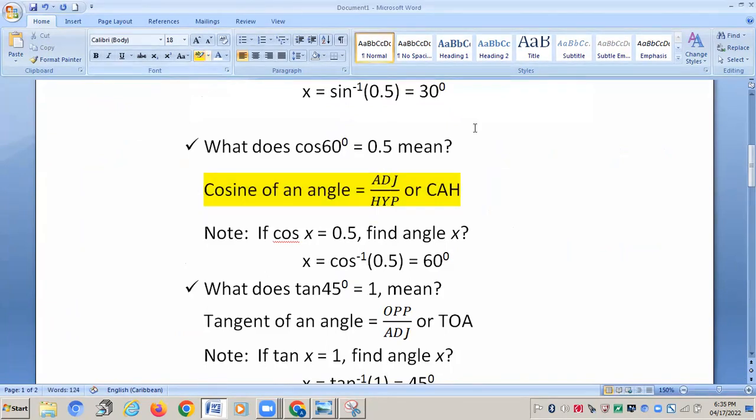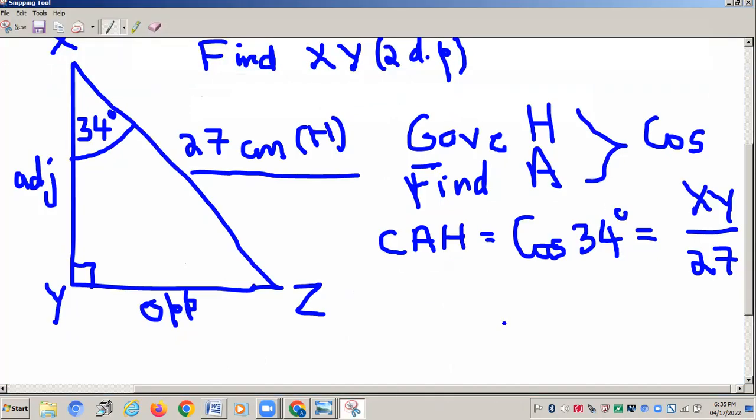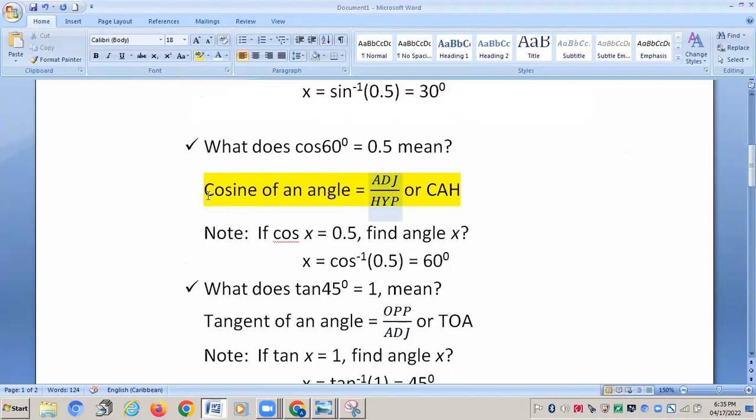Cos is what? Adjacent divided by the what? The hypotenuse. But remember, what did I say? It is cos of an what? Angle. So what must always be beside the cos, the tan, and the sine? Angle. The only way a number is not beside the cos is because the question is asking us to find the angle. If the question is asking us to find an angle, that's the only way a number is not going to be there.